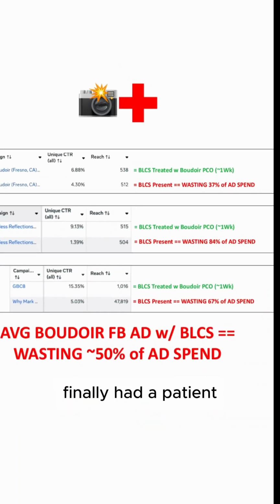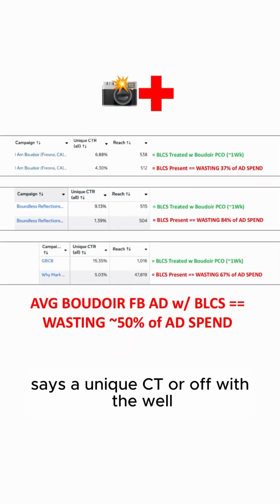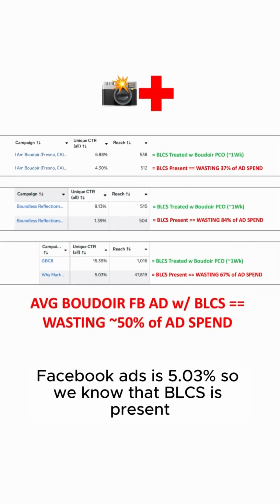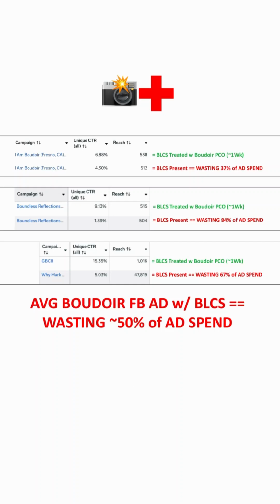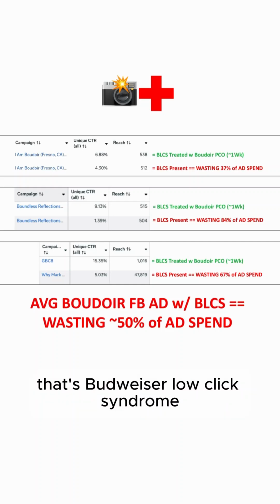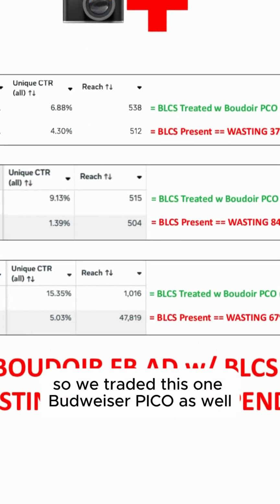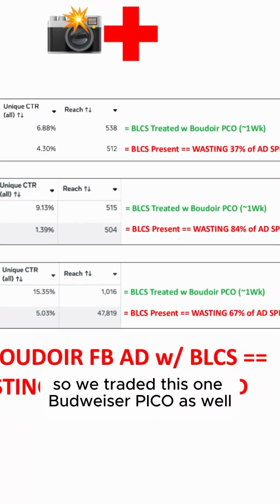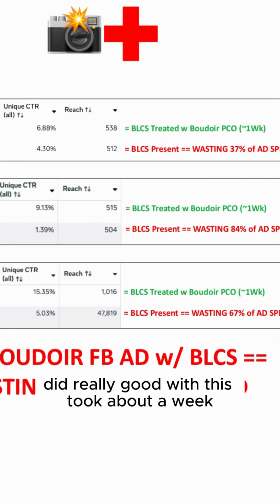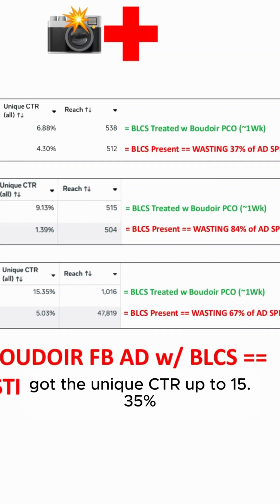Finally, had a patient who says the unique CTR of his Boudoir Facebook ads is 5.03%. So we know that BLCS is present. When unique CTR is under 6%, that's Boudoir low click syndrome. So we treated this one with Boudoir Pico as well. Did really good with this. Took about a week. Got the unique CTR up to 15.35%.